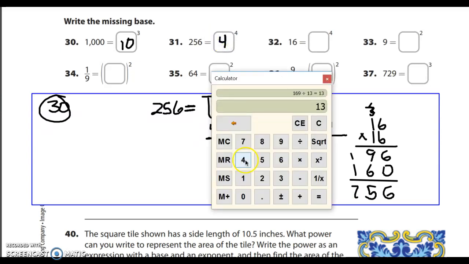You could always check it on a calculator. 4 times 4 times 4 times 4. I did four 4s. 4 times 4 is 256.